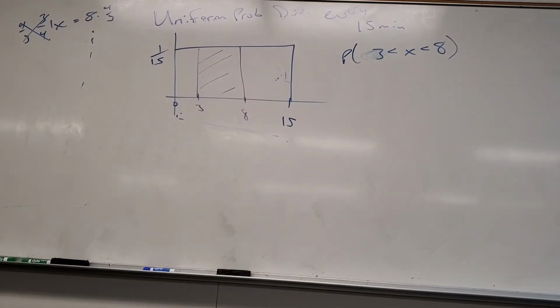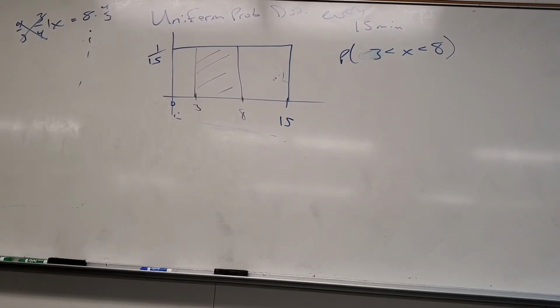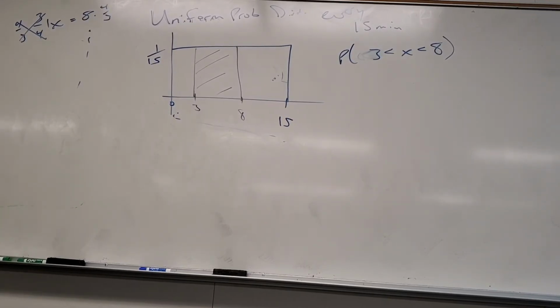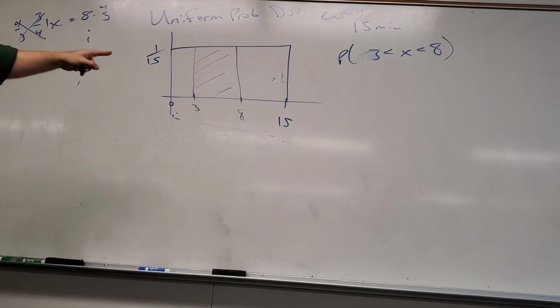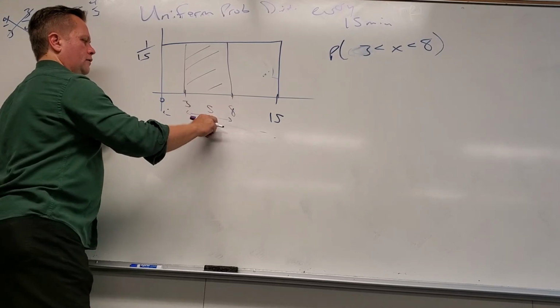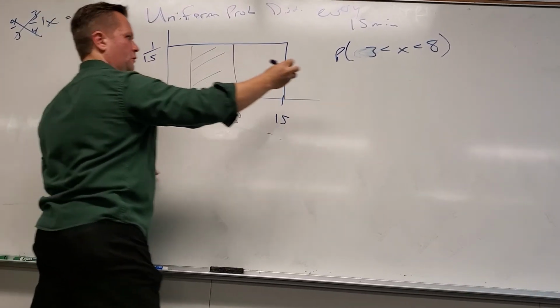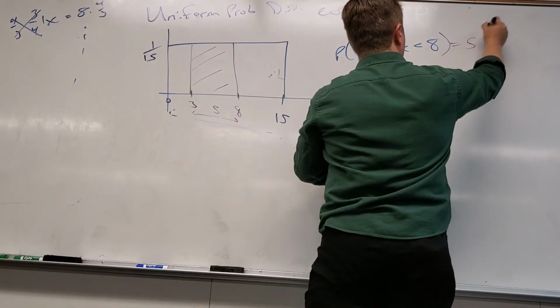That's beautiful. It's exactly like the dartboard thing. What's the probability I get in that region? It's equal to the area of that, just like the dartboard was. How do I figure out the area of this? Well, how wide is it? 5. And how tall is it? 1/15. So what's this probability? It's going to be 5 times.